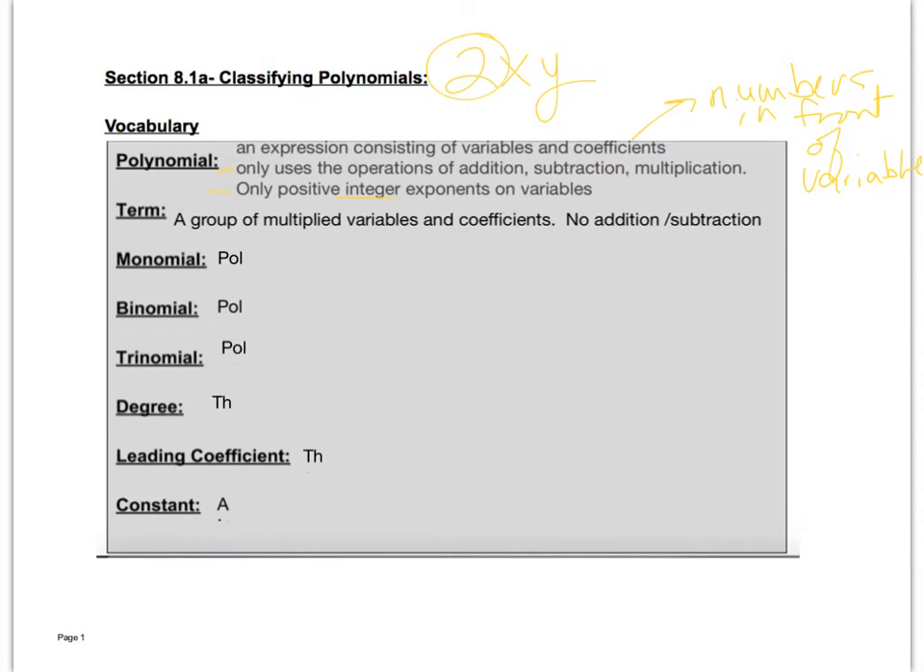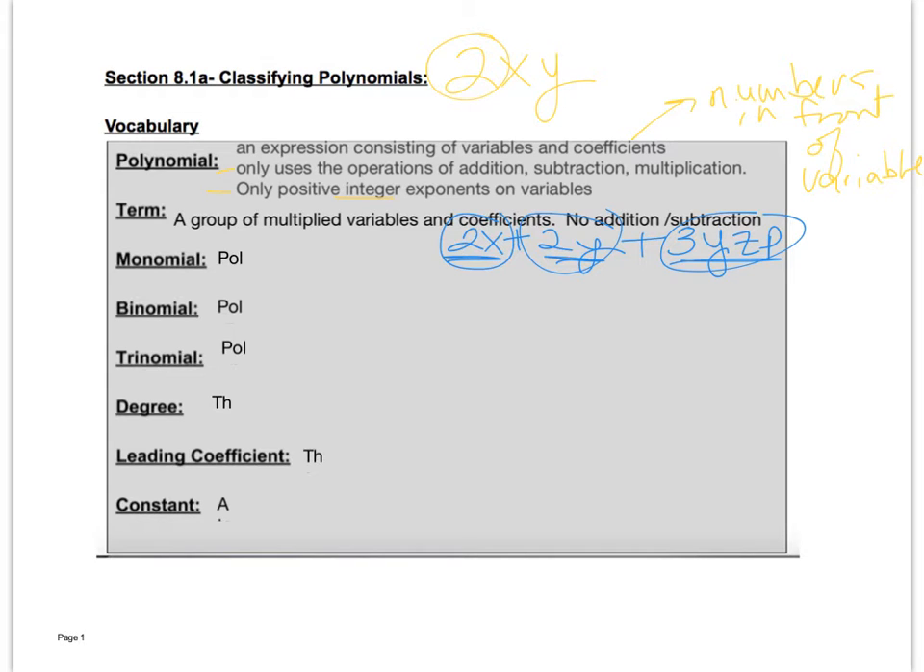A term is a group of multiplied variables and coefficients. For example, if I were talking about terms, I would say like 2x. 2x would be a term. As soon as I put a plus sign in, now I have two terms. I have 2x as a term and 2y as a term. If I added on 3yzp, that's another term. As soon as you put an addition or subtraction sign in between, then you have another term. Terms are groups of multiplied things. This is 2 times x, that's 2 times y. This is 3 times y times z times p. So that is a chunk of multiplied numbers and variables. That is what a term is.